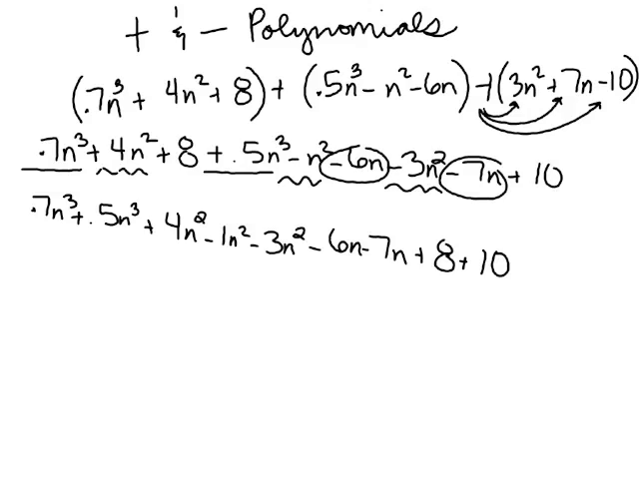Okay, so let's add 0.7 plus 0.5, 1.2n cubed. Okay, now my n squared, what do I have here? 0n squared. Okay, so we'll just not write anything for that. How about over here? 13n, positive or negative? Negative. So minus 13n plus 18.